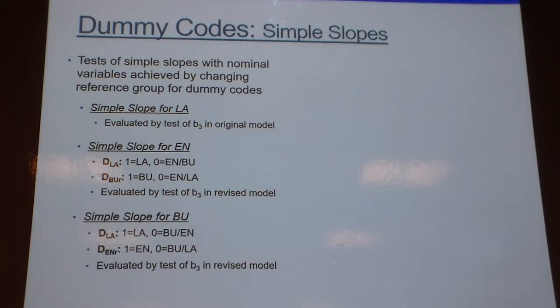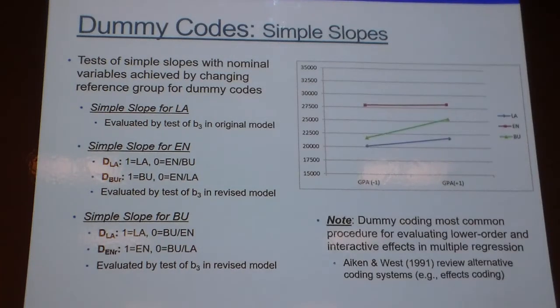Same thing if I want to do this for business: keep my dummy code for liberal arts, and create a new dummy code for engineering where engineering is 1 if you're an engineer, but 0 if you're in business or liberal arts. Then I reconfigure my original base model with my new dummy codes and relevant interactions, and now my test for GPA is going to be my simple slope for people in business.